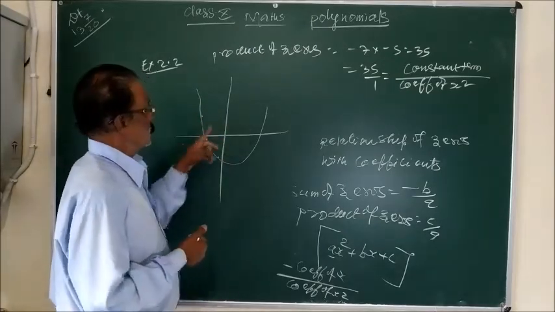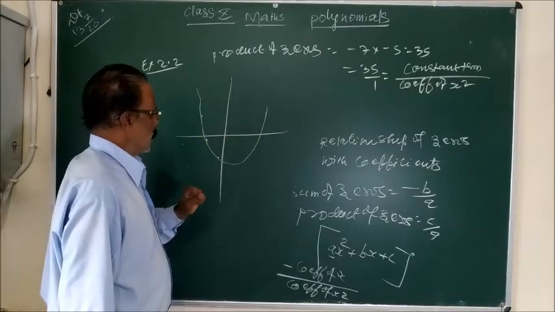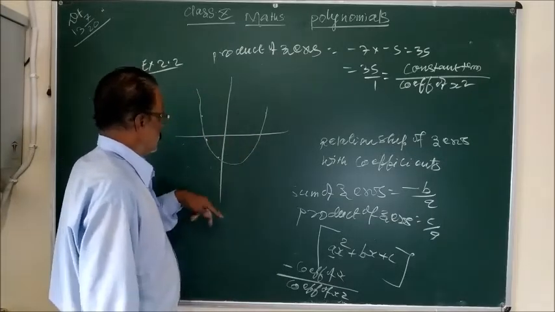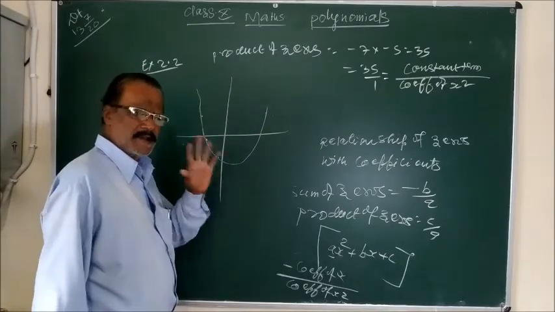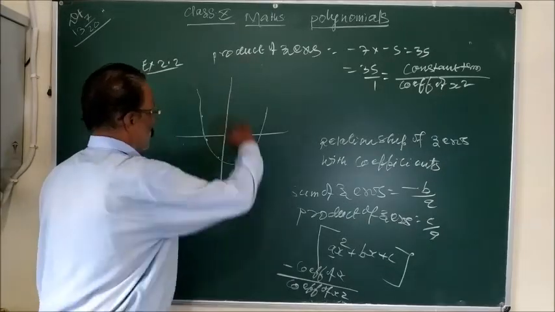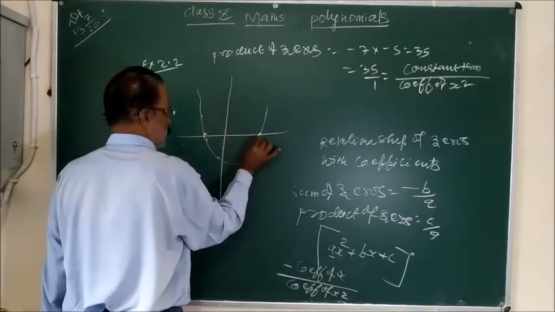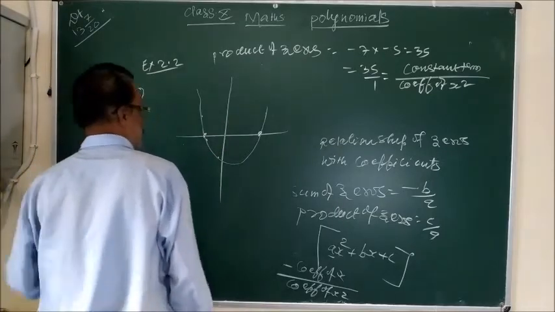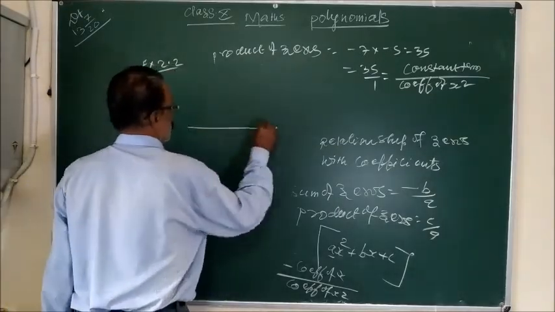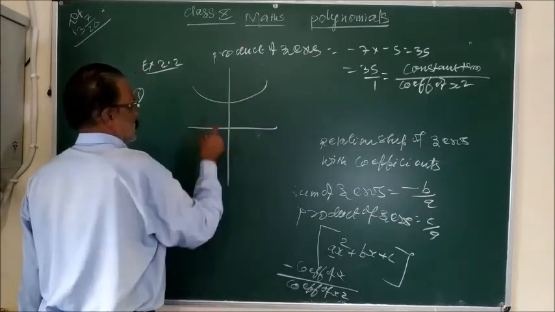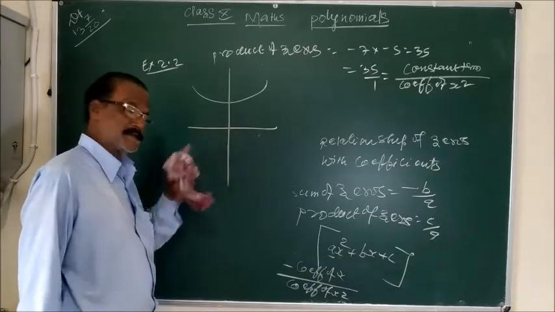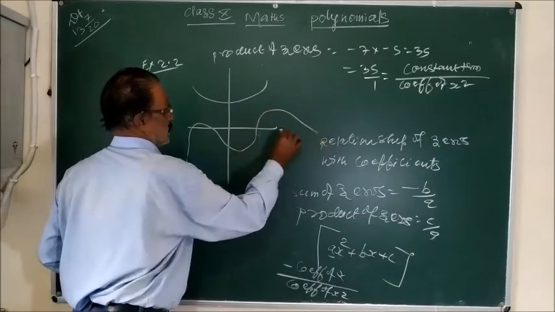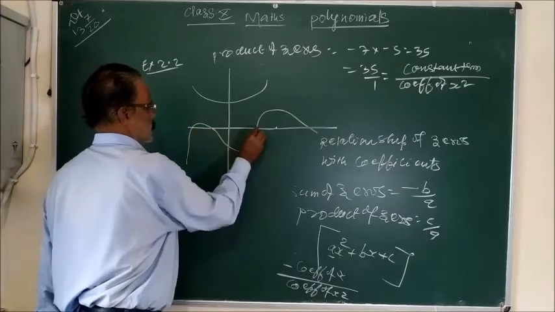Now you can see how many zeros. The number of points at which the curved line intersects the x-axis is called the zeros of the polynomial. Suppose a polynomial has this curved line, how many zeros? 2 zeros, because these are 2 points at which the curved line intersects the x-axis. Now you see how many zeros? No zeros, because this curved line is not intersecting the x-axis. Now you see another curved line, suppose like this. How many zeros? 1, 2, 3, 4.